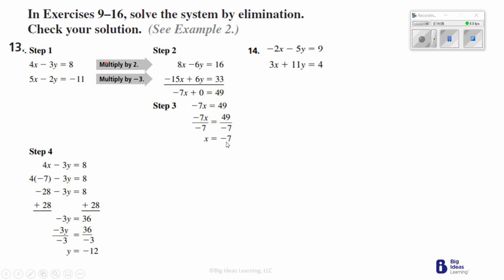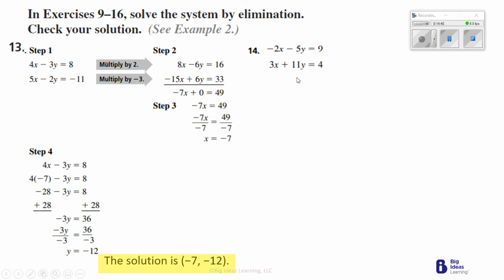Now I'm going to plug in negative 7 into my first equation. 4 times negative 7 is negative 28. And now I have negative 28 minus 3y equals 8. I'm combining my like terms on opposite sides, so I'm going to do the opposite of negative 28, which is positive 28. Whatever I do to one side, I do to the other. Now my negative 3y comes down, and 8 plus 28 is 36. Now I'm going to divide negative 3 away from both sides, and 36 divided by negative 3 is negative 12. So my solution is negative 7, negative 12.